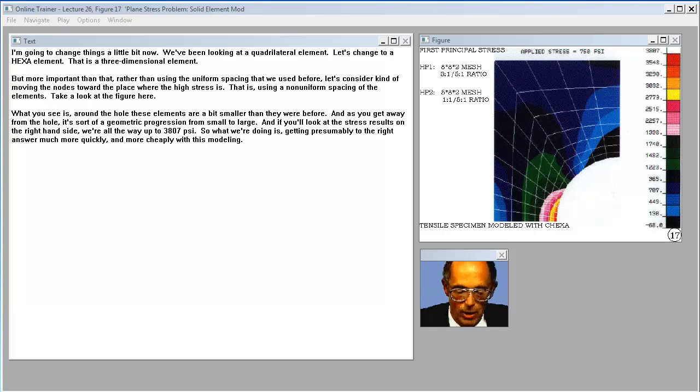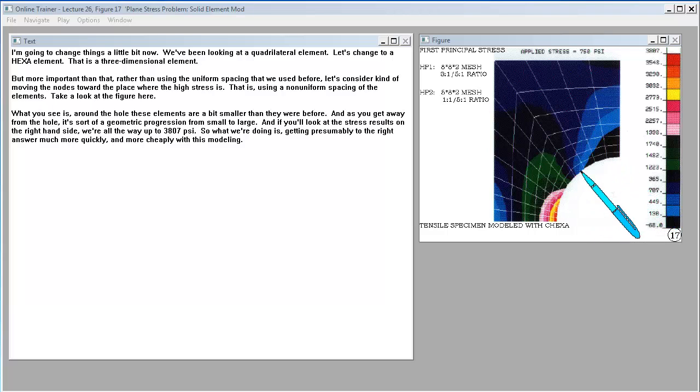Take a look at the figure here. What you see is around the hole, these elements are a bit smaller than they were before, and as you get away from the hole, it's sort of a geometric progression from small to large. And if you look at the stress results on the right-hand side, we're all the way up to 3,807 psi. So what we're doing is getting, presumably, to the right answer much more quickly and more cheaply with this modeling.